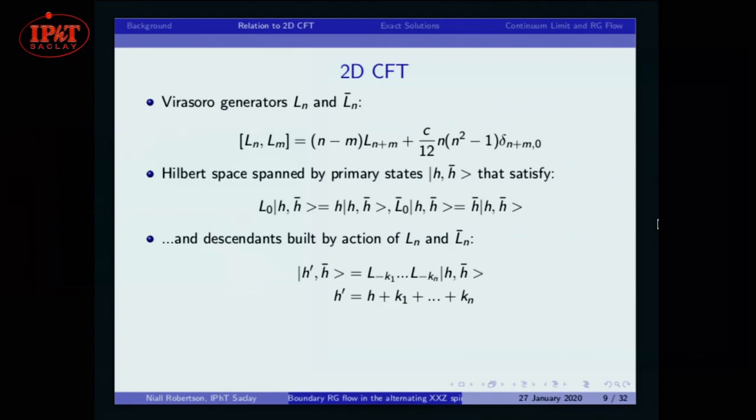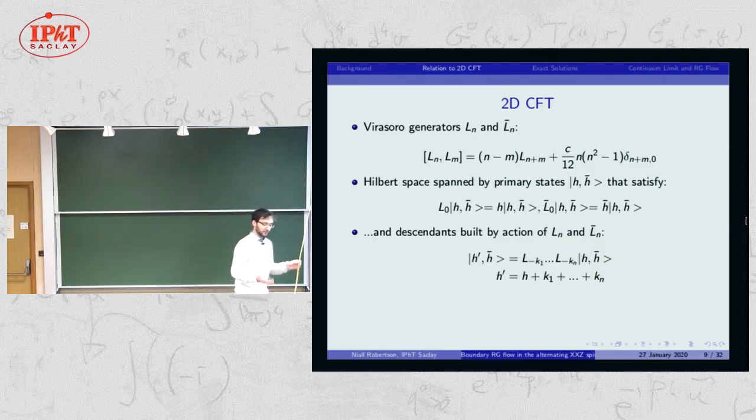And just to say that these primary states are in one-to-one correspondence with the primary fields in the conformal field theory. So really the main observation to take away from this, as we will see is important later, is that the eigenvalues with respect to L0 of these descendant states differ by integers from the primary states. And this will be important when I present some numerics later.